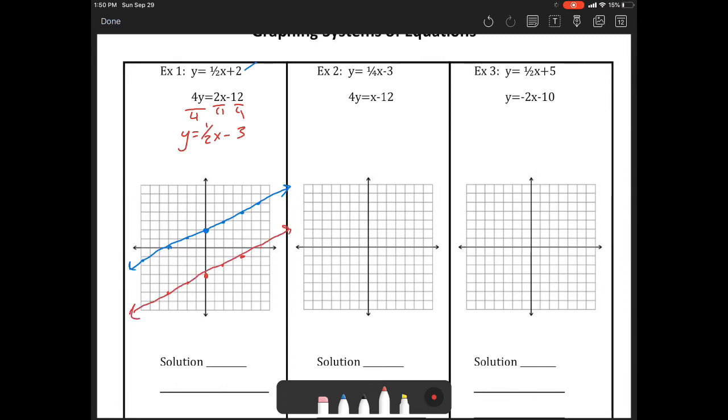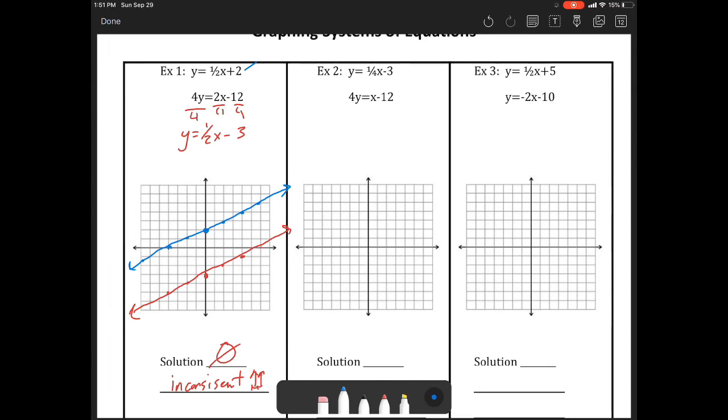Okay, so this one's a little bit different. I don't have any lines that intersect, which means, guys, I have no solution, which means this is inconsistent because they're parallel lines. Okay, so now we're going to move on to number 2.